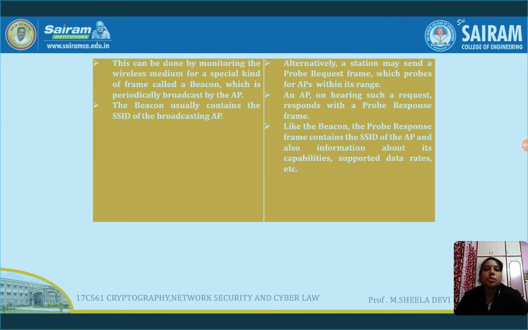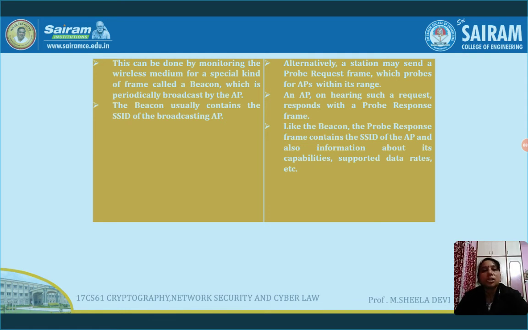Like the beacon, the probe response frame consists of the SSID of the AP and also the information about its capabilities, supported data rates, etc. So in the response frame sent by the AP to the station, it gives information such as what its SSID is, what capabilities it has, and what data rates it can provide. These are the services it can provide to the station, and that is given in the information sent along with the response frame.